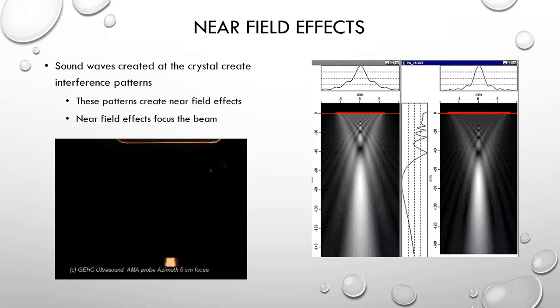Near field effects, as we said, in the near field, the beam focuses down. These are called near field effects. What happens is there are interference patterns that occur in the near field, and these interference patterns create a focusing of the sound beam into what is essentially one main sound beam at the center of the focus.